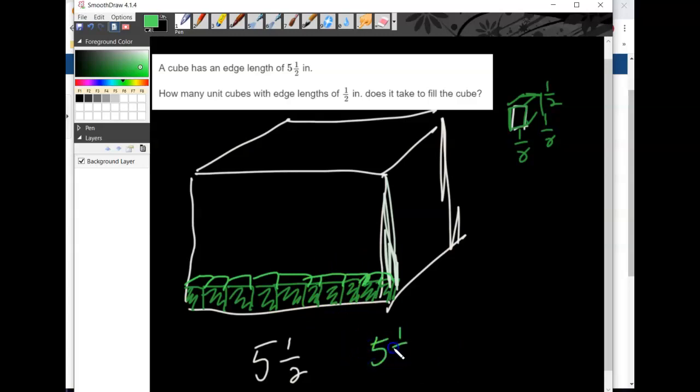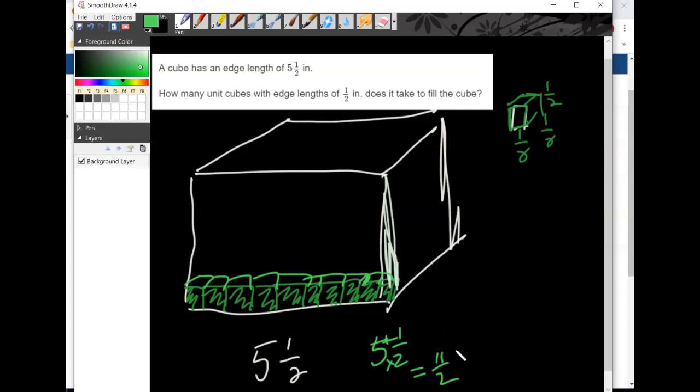If I take 5.5, 5 times 2 is 10 plus 1 is 11. So that's 11 halves. Well, so how many halves? If you do 11 halves divided by 1/2, the answer is just going to be 11. How many halves can you fit in there? It's going to be 11.